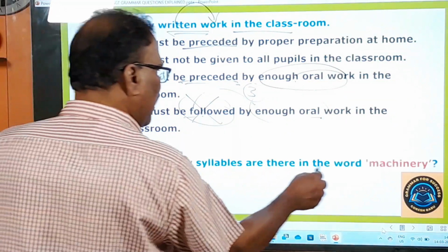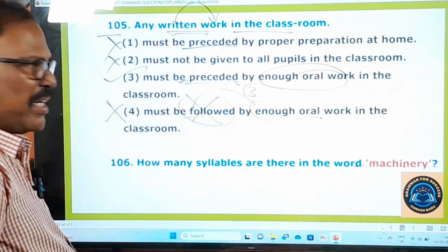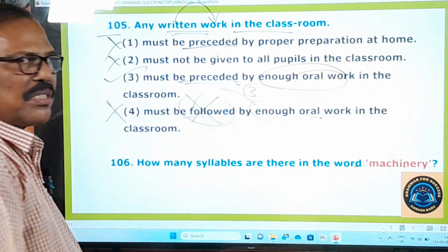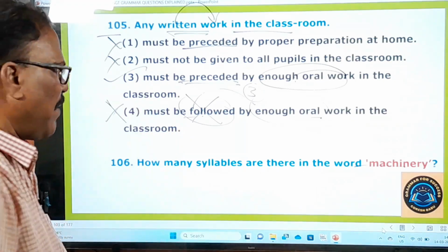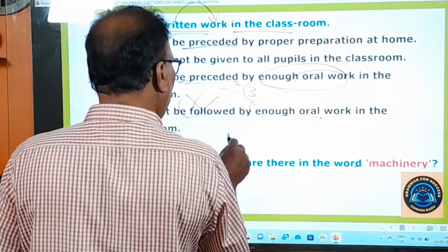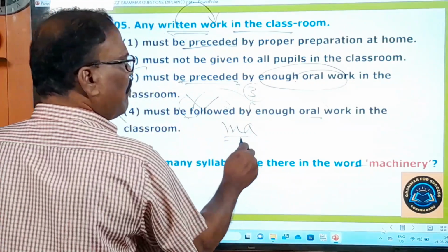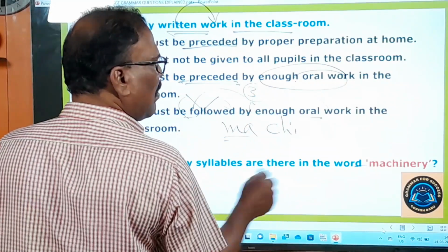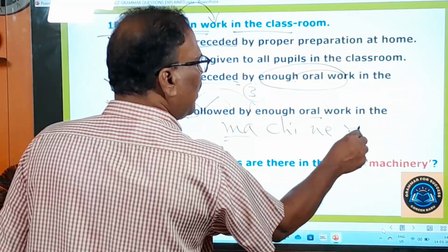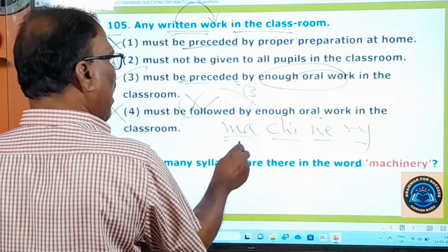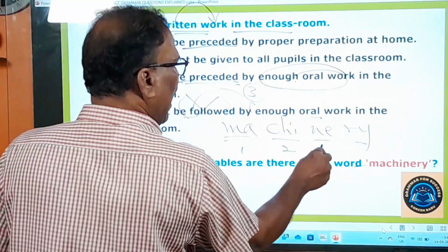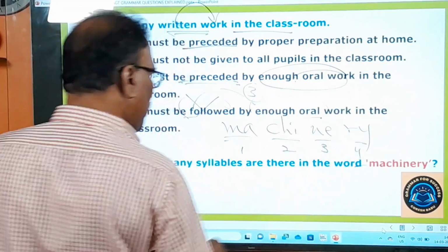How many syllables are there in the word machinery? To find out the syllables, syllables means the sounds of the word. You must cut the word into syllables. Machinery. Ma, shi, na, ri. Ma, shi, na, ri. How many sounds are there? Ma, 1. Shi, 2. Na, 3. Ri, 4. Four syllables are there in that word.